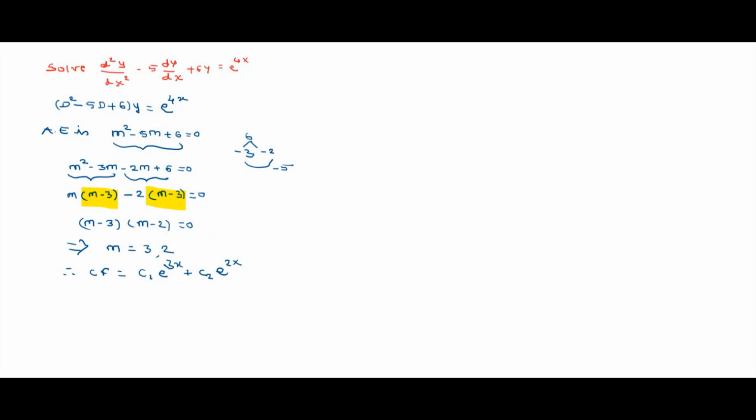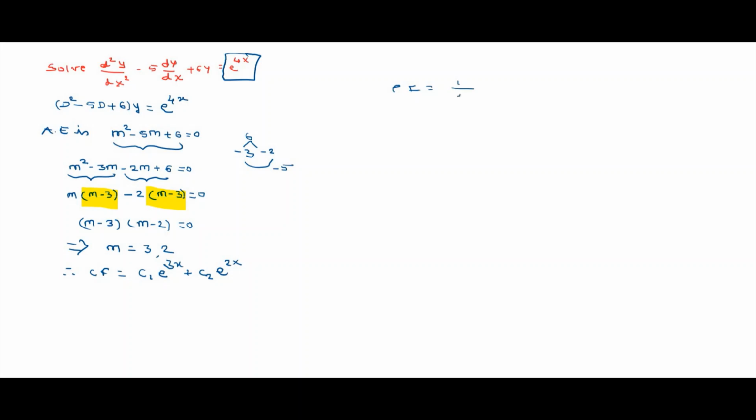Only the left hand side we have solved. But what about the right hand side? Here the right hand side is not 0. Here the right hand side is an exponential function, and when the right hand side is an exponential function, we have to find the particular integral. So the particular integral, we will denote it by PI. And what is the formula for PI?